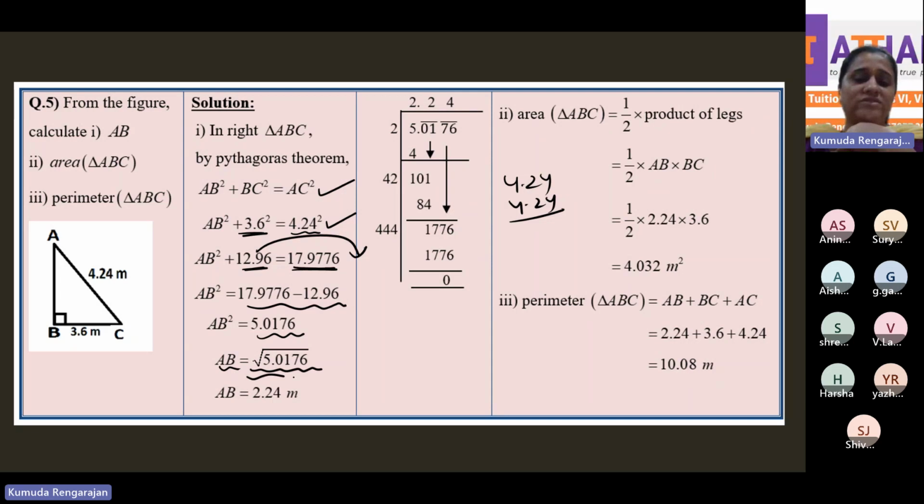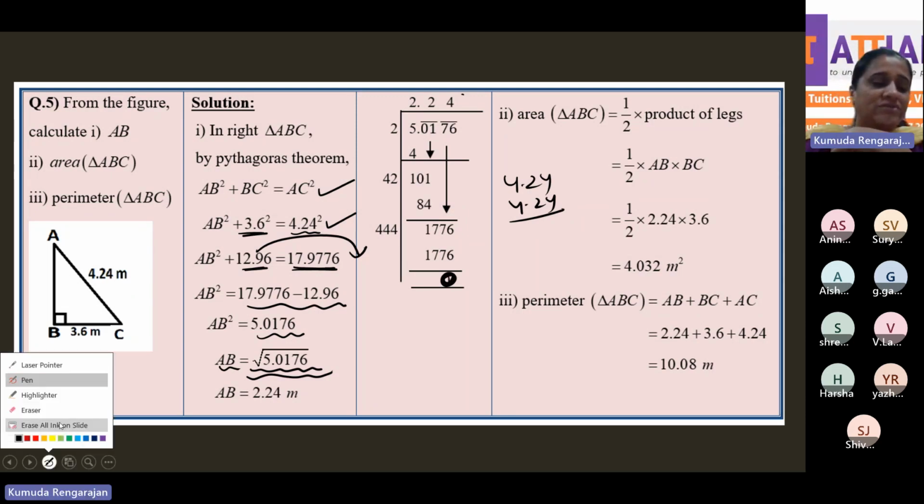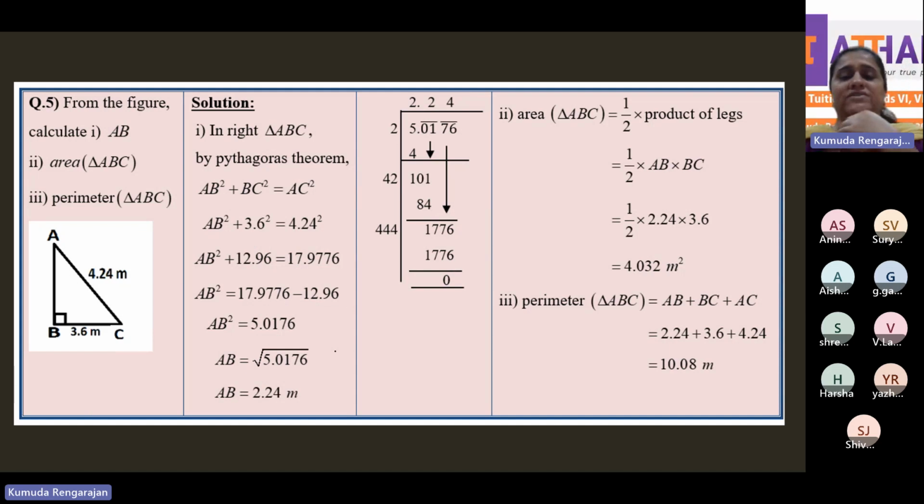So find the square root of this number by the long division method, and you can see the division ends with the remainder 0. The division ends with the remainder 0, which means the given number is a perfect square. Its square root is 2.24, which means AB is equal to 2.24. So now that we got AB, we can proceed to find the area of the triangle ABC.